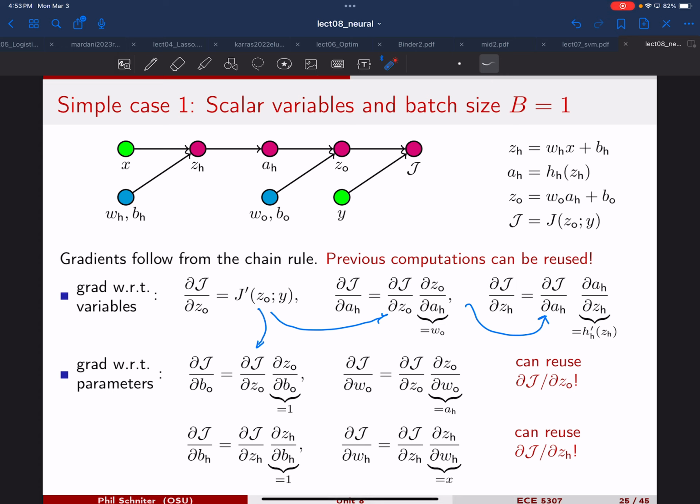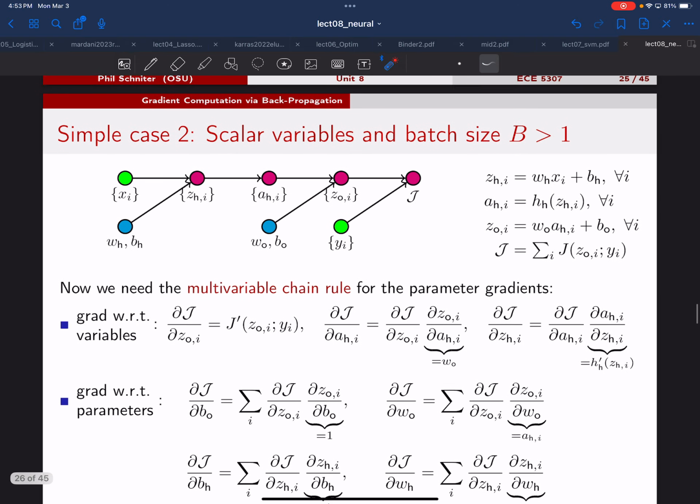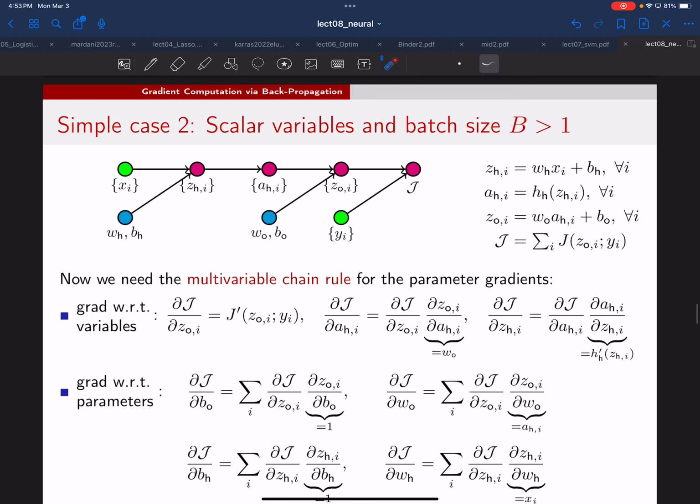How's it going so far? Is it making sense? Okay, any questions on anything we've done? Okay, ready to move on to a slightly more complicated scenario where we have several values in our batch.